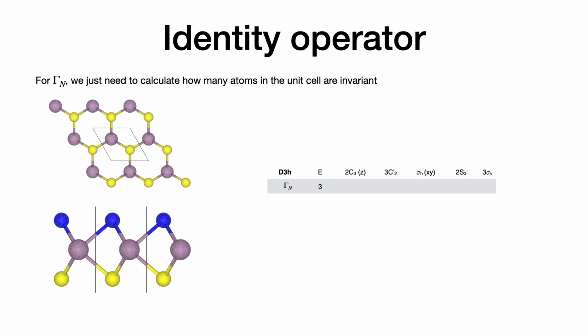In any case, the point here is that I showed they're not equivalent by using different colors in the side view. And so the character for the number of atoms that are not changing under the identity, in other words the character for gamma n, is 3.